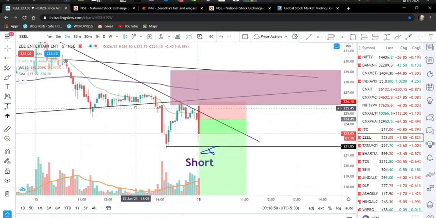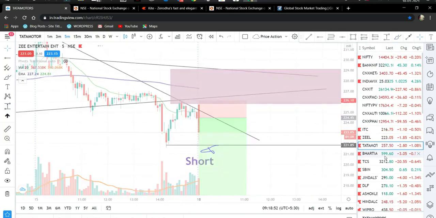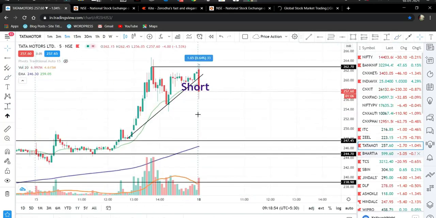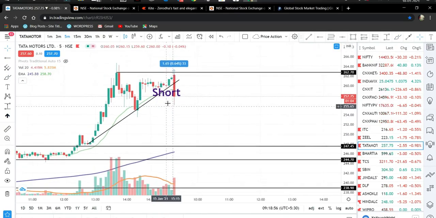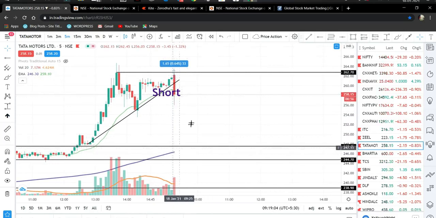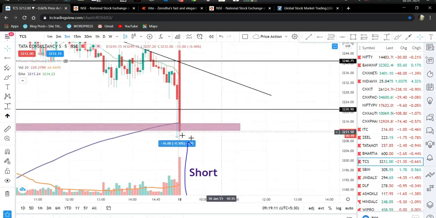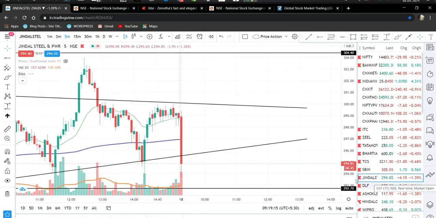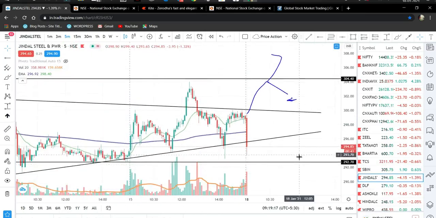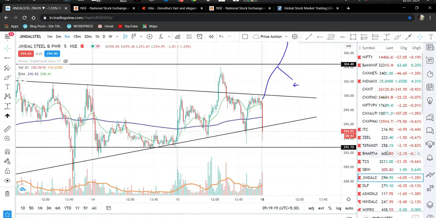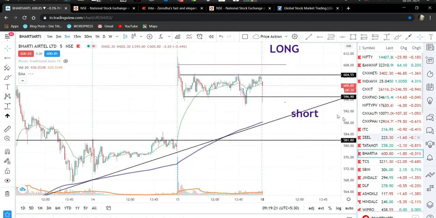So I think I'll take a short trade in Zee Entertainment, and I'll let you know if I take any trade today. And I can also short Tata Motors, but since the overall trend is bullish, I'd rather take a short trade in some other stock rather than Tata Motors. And I can also take a short trade in TCS, but the candle is too long, and I don't think the risk reward ratio would be good in that. And here is Jindal Steel. I can take a short trade in that also.